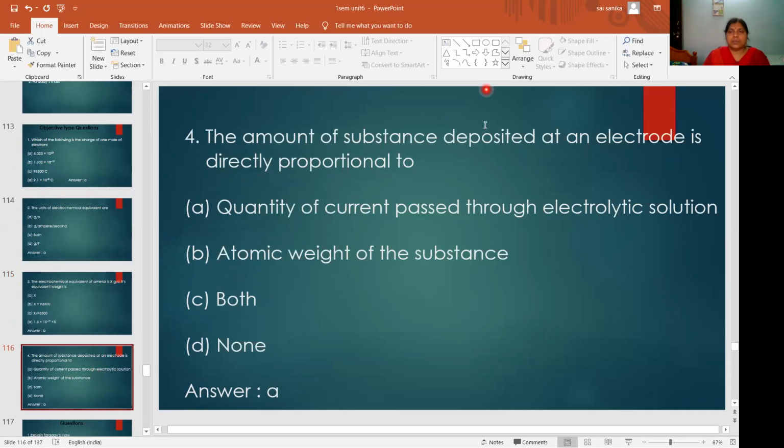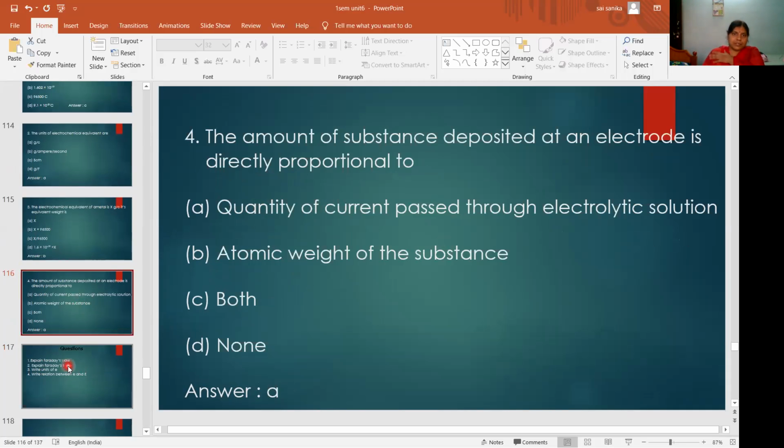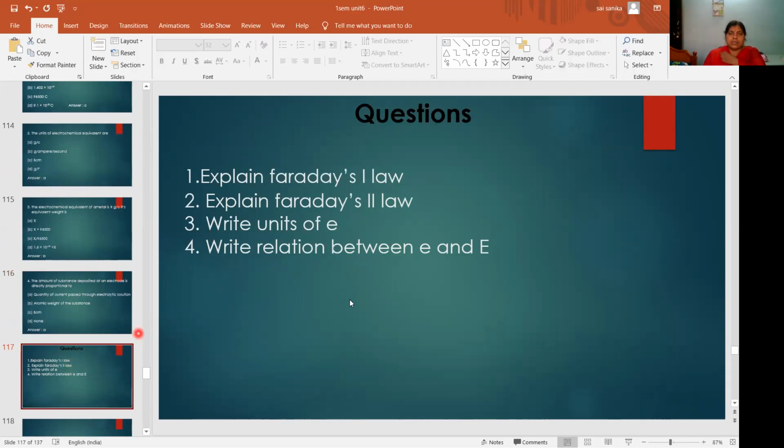Then the amount of substance deposited at an electrode is directly proportional to the quantity of current passed through the electrolytic solution. Then what type of questions you may expect from this topic: Faraday's first law, Faraday's second law, write the units of E, and write the relationship between capital E and small e. So these are for 1 mark questions and these two are for essay questions, that is 5 marks or 3 marks questions.